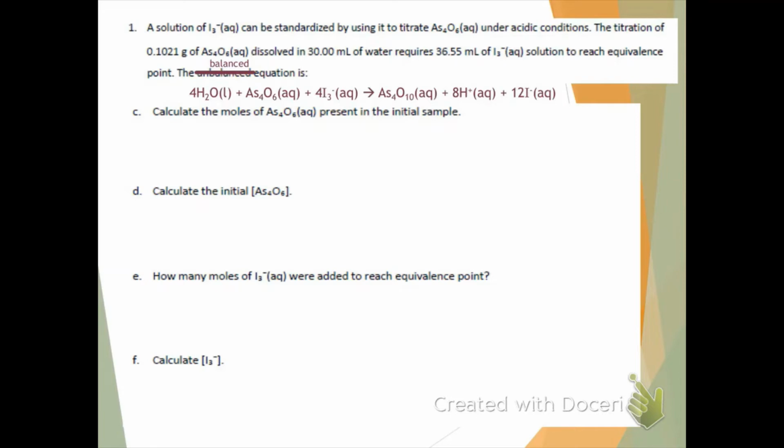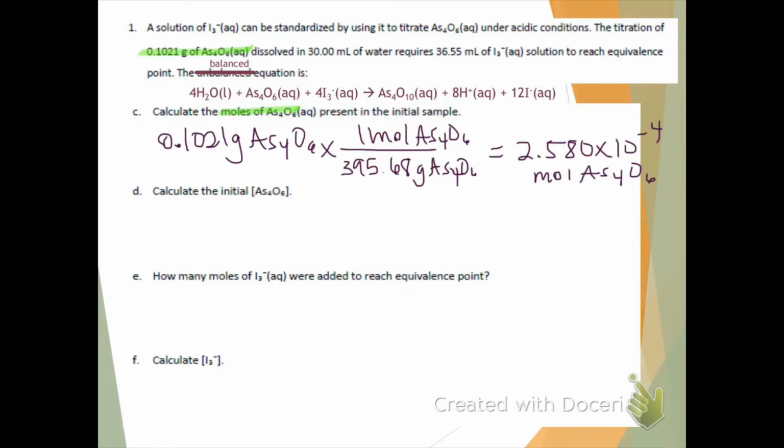We need our balanced chemical equation because we're going to be doing some stoichiometry here. When we look back up at our problem, it tells us that we titrated 0.1021 grams of the As4O6. Well, this first problem only wants moles, so this is just a simple molar mass conversion. Once we've completed that molar mass conversion, dividing by molar mass, making sure we keep our 4 sig figs, we find that we have 2.580 times 10 to the negative 4 moles of our tetraarsenic hexaoxide.